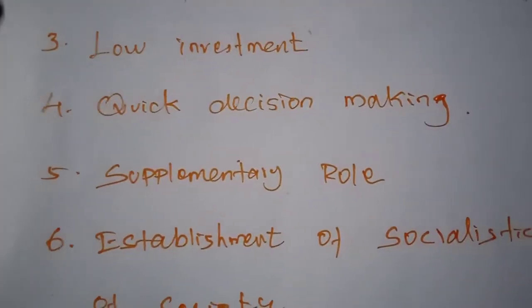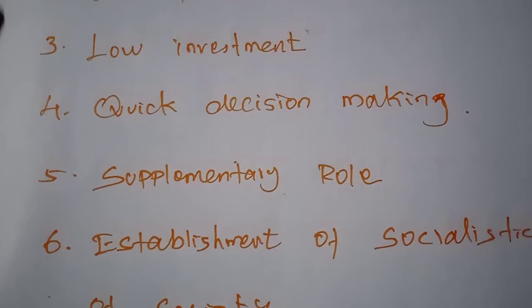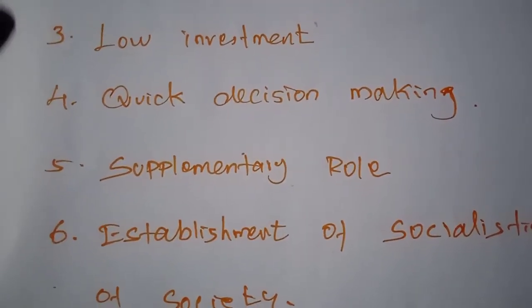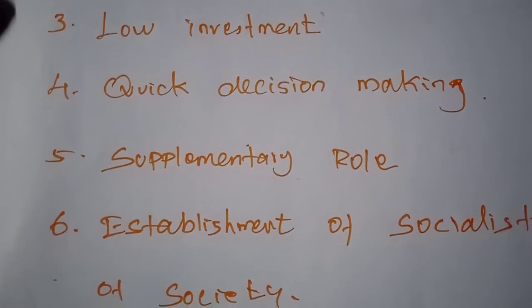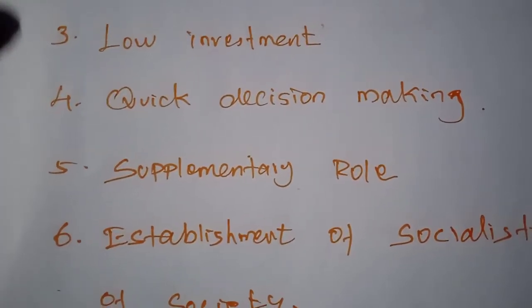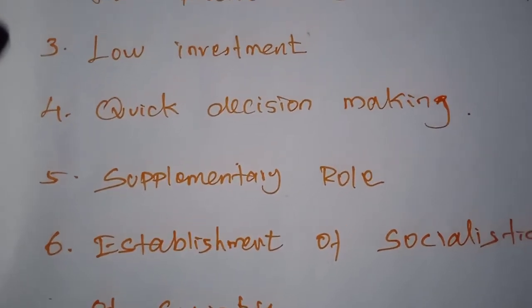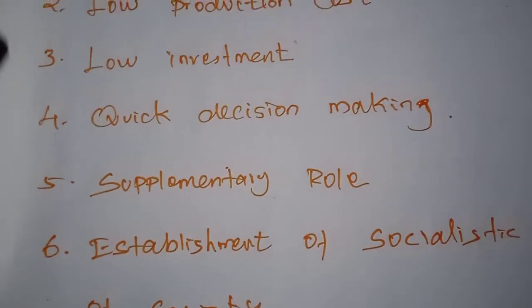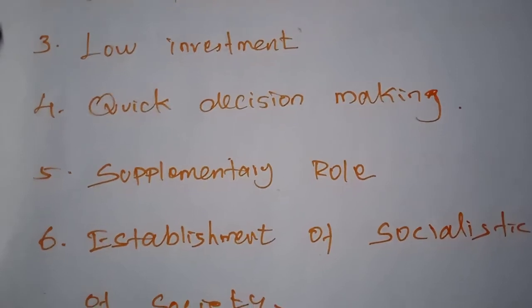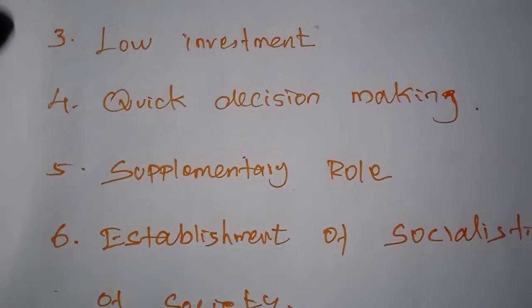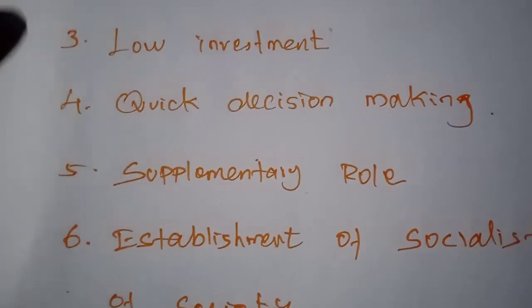Next, quick decision making. In large scale industries, many types of hierarchy authority persons are there. The board of directors, the directors, the managers and the chief managers, like that many persons will be there. Where they want to take any decisions, they have to consult with each other. But here it is not like that.